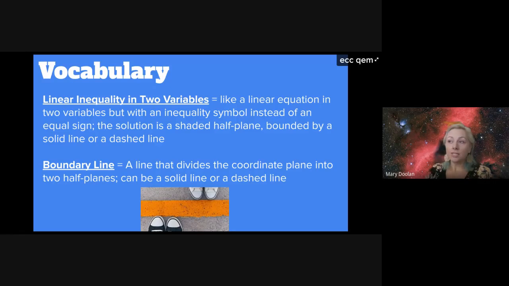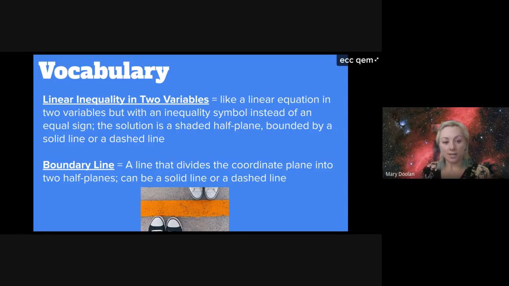The solution is a shaded half plane bounded by either a solid line or a dashed line. Okay, so the differences here are we're shading when we graph, and also sometimes our line might have dashes in it instead of being a solid line. The inequality symbol replaces the equal sign, so we have less than, greater than, less than or equal to, greater than or equal to. Those are inequality signs that you're going to see.